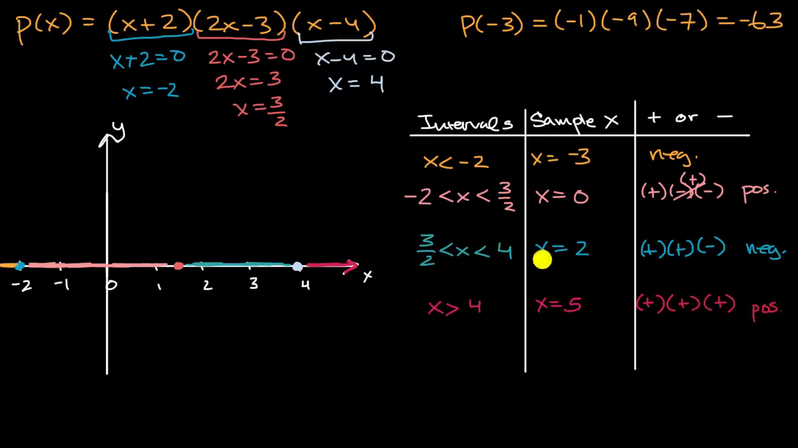And as I mentioned, you could also do it without the sample points. You could say, okay, for any x greater than 4, if you add 2 to it, that for sure is going to be positive. For any x greater than 4, if you multiply it by 2 and subtract 3, well, that's still going to be positive because 2 times something greater than 4 is definitely greater than 3. And for any x greater than 4, if you subtract 4 from it, you're still going to have a positive value. So that's another way to think about it, even if you don't use a sample point. But there you have it.